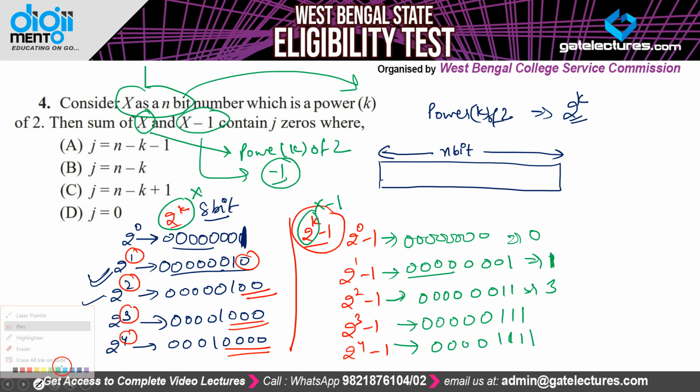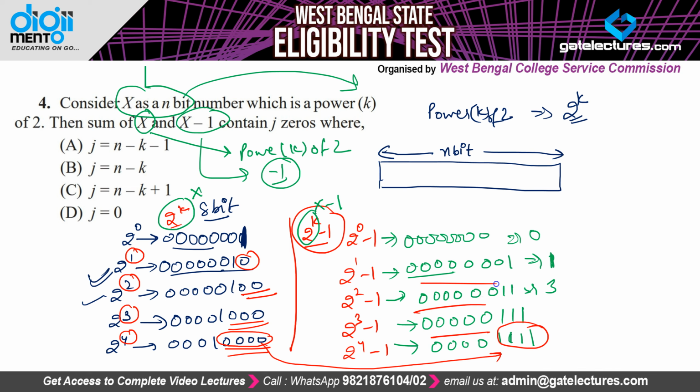Okay, so we have a correlation in this particular case: whatever number of zeros we have here, we have exactly the same number of ones on the right hand side. Otherwise all the other digits are zeros.